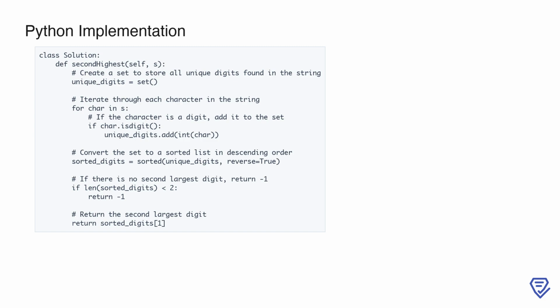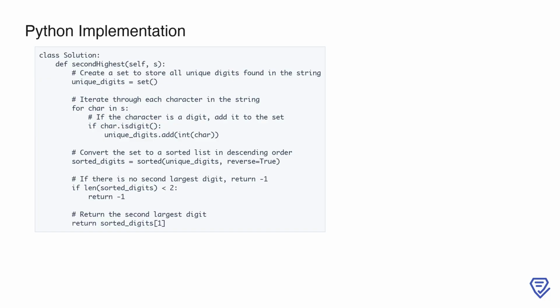Next, the function iterates through each character in the string s. For each character, it checks whether it is a digit using the isdigit method. If the condition is satisfied, the digit, converted to an integer, is added to the unique_digits set.